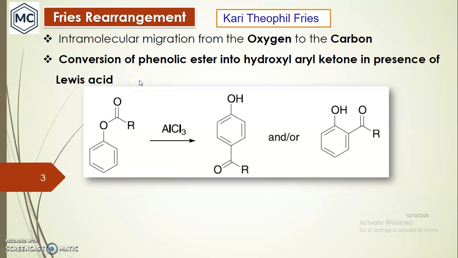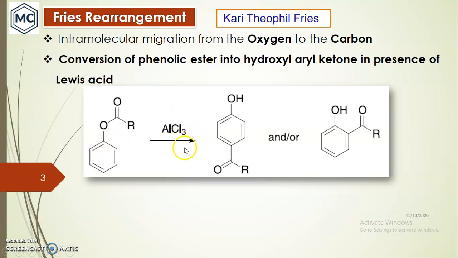So we have learned many rearrangements where the migration occurs to the electron deficient oxygen atom or electron deficient carbon atom. And in the case of Fries, it's an intramolecular migration taking place from the oxygen to the carbon. And Fries rearrangement is a conversion of phenolic ester into hydroxyl aryl ketone in the presence of Lewis acid. For example, this is phenolic ester.